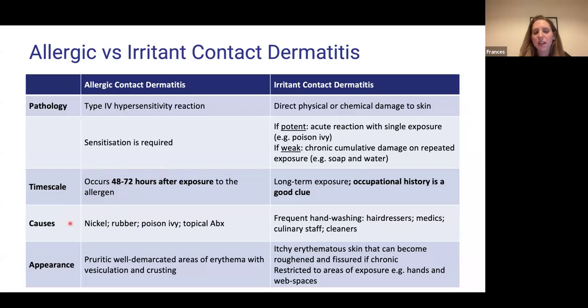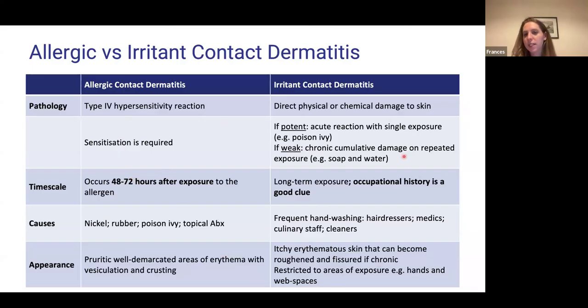And the common causes are things like nickel, so you'll often get it in response to a ring or a new piece of jewelry that the person's wearing. Rubber, poison ivy can do it, topical antibiotics, and so on. And in this case, you're getting well-defined areas of erythema that are vesiculated and crusting, and they're really itchy, but they're really localized to the areas where you're coming into contact with whatever the thing is that you're allergic to. So that's allergic contact dermatitis. Obviously, you can use patch testing to try and figure out what the patient is allergic to.